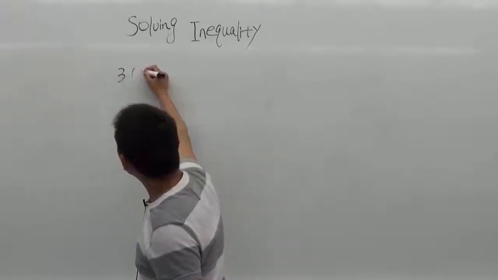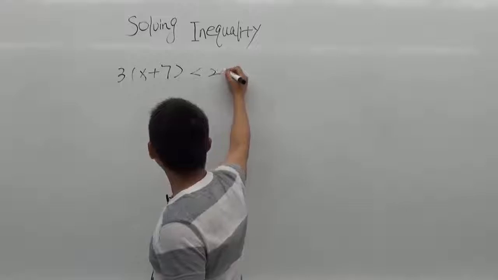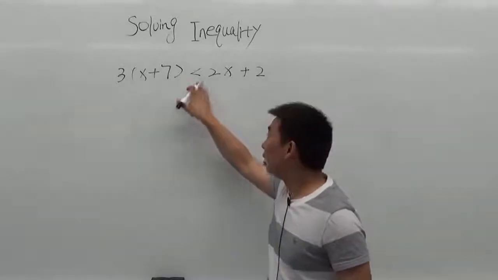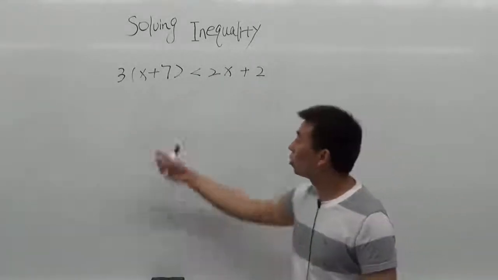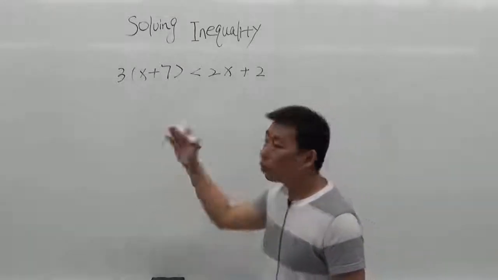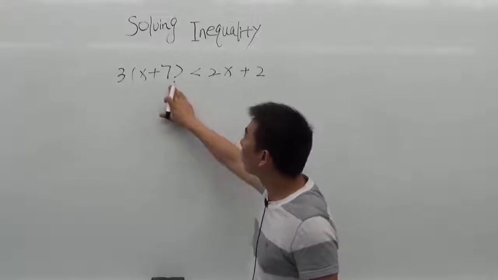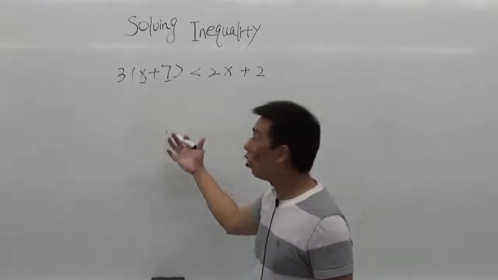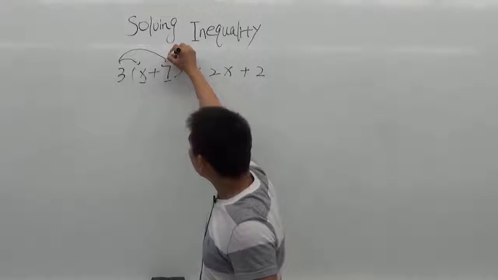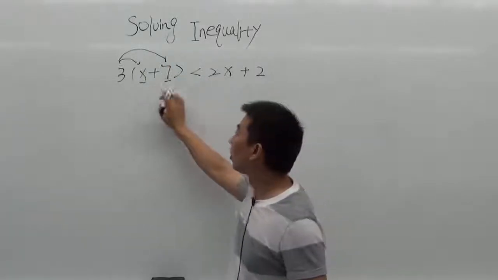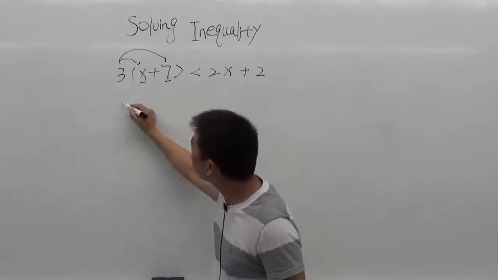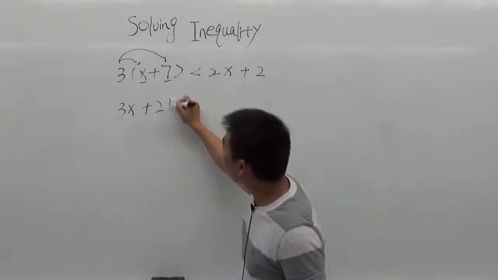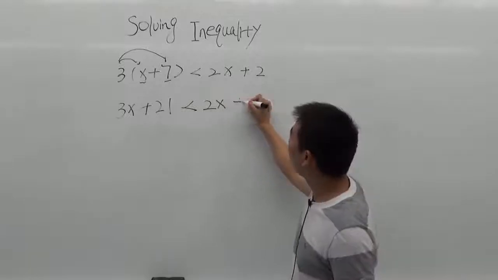We have 3 times the parentheses x plus 7, less than 2x plus 2. As you can see, we have one parenthesis in this inequality. First, we look at the expression in the parentheses. Here's x plus 7. Because they are different types of terms, we cannot add them, so we just directly open it. Distribute 3 to each term in the parentheses. So 3 times x gives 3x, plus 3 times 7 gives us 21, less than 2x plus 2.